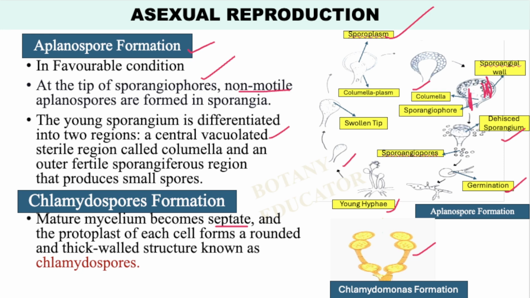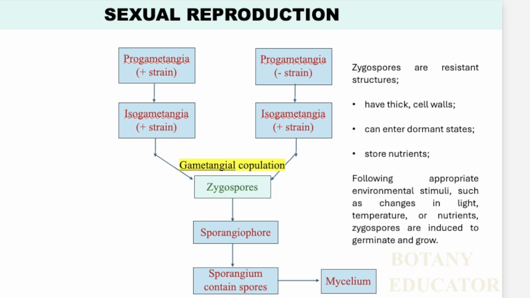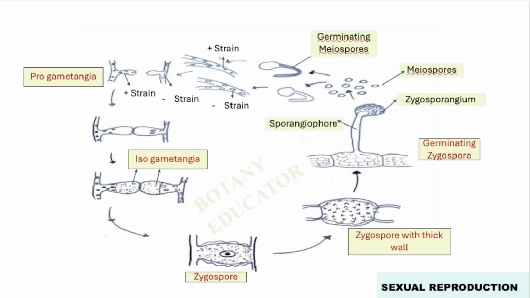Mainly aplanospore formation takes place in favorable conditions. Otherwise, if the conditions are harsh, chlamydospores can also be formed. Then, if we talk of sexual reproduction, first I will take you to the diagram. You can see in this that two types of strains are formed. This is the plus strain and this is the minus strain, right?